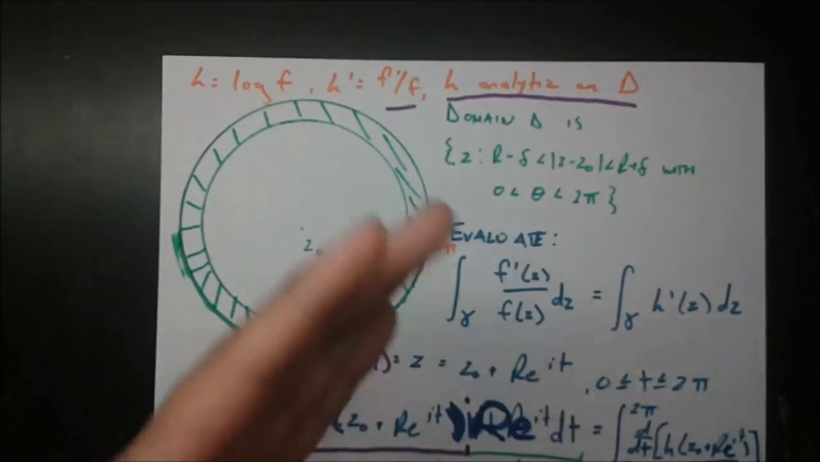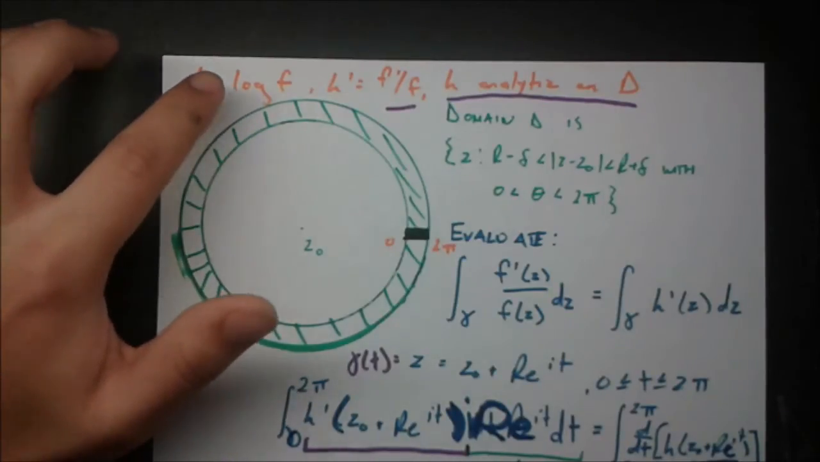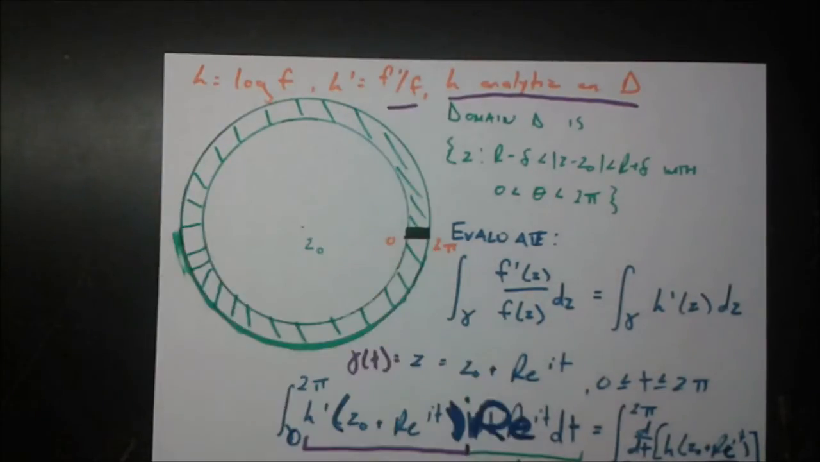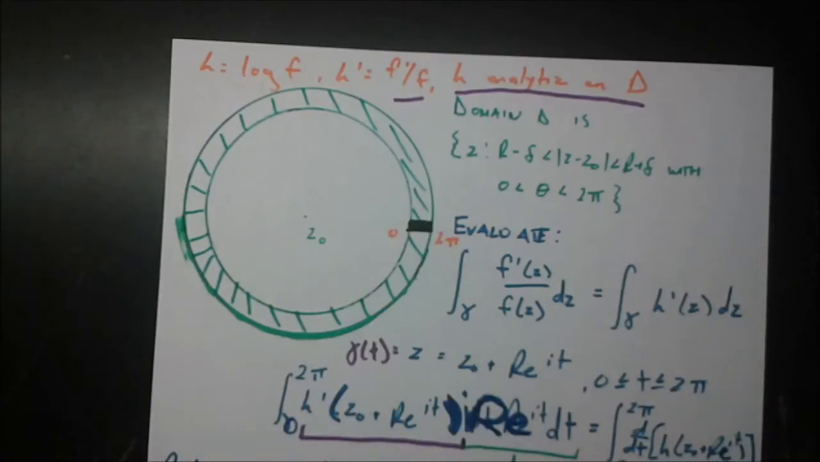Now we have, since this is a simply connected domain, a function h that's analytic on this domain, where h equals log f and h prime equals f prime over f, which is the function we're interested in. And now the key fact here is that h is analytic on D and only on D. We don't know if it's analytic on anything outside of D, and especially this black segment right here, we don't know if it's analytic there.